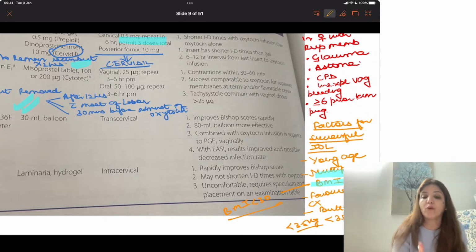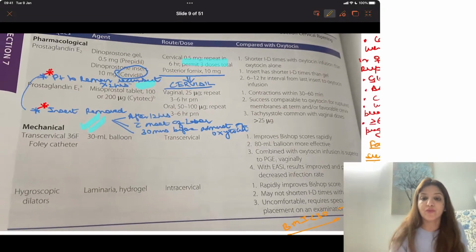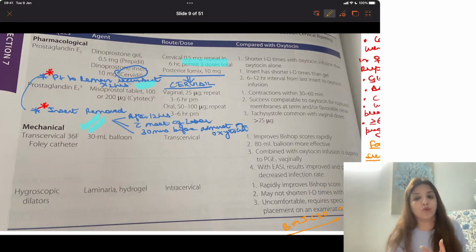Very, very important points for the upcoming INICET exam. So I want all those students who are preparing for INICET and NEET PG to take a screenshot of this table and keep it with you. There has to be a question on either biophysical score or Bishop score or WHO's scoring system for molar pregnancy.